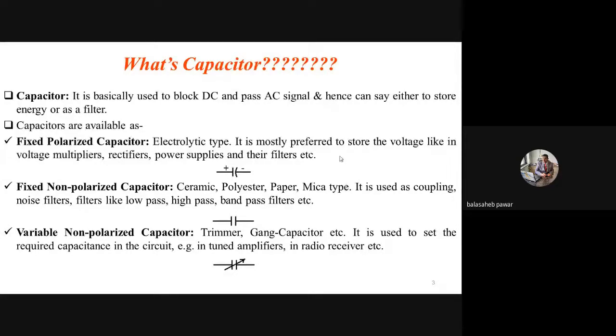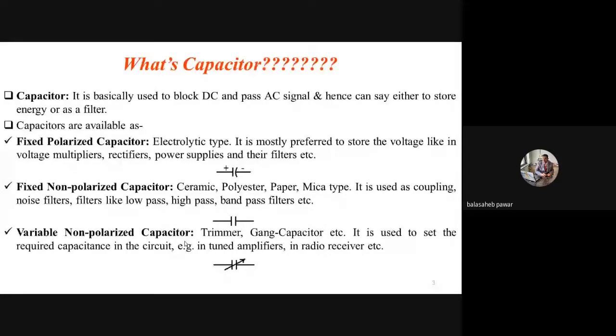Then the fixed non-polarized capacitor means they don't have polarity. Basically, ceramic, polyester, paper type, mica type, etc. are under this non-polarized type, and are used for coupling purposes. Then as filters, you might have heard the words low pass filter, high pass filter, band pass filter, etc. If you don't know them, we will cover them within our electronic circuits syllabus.